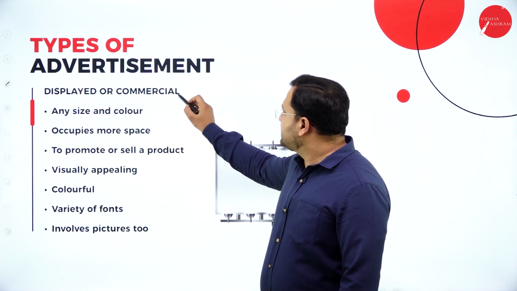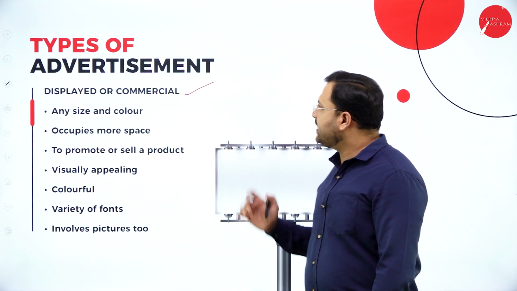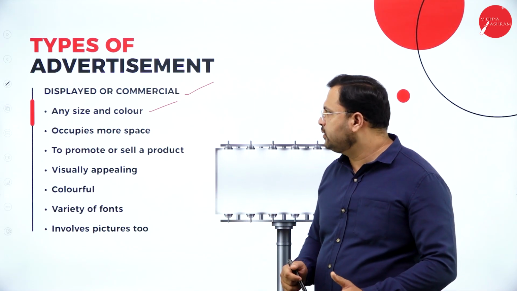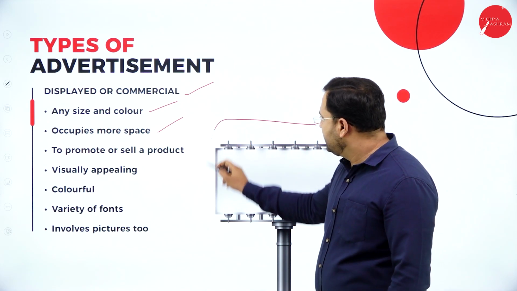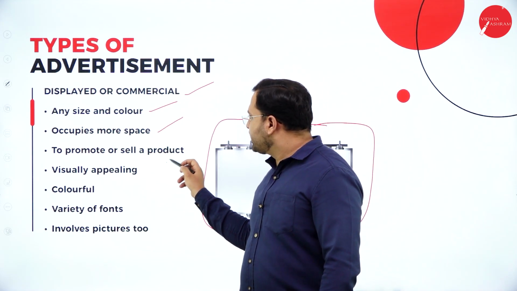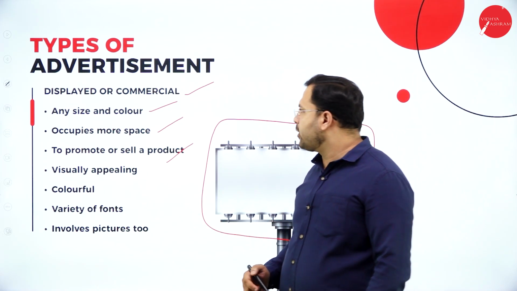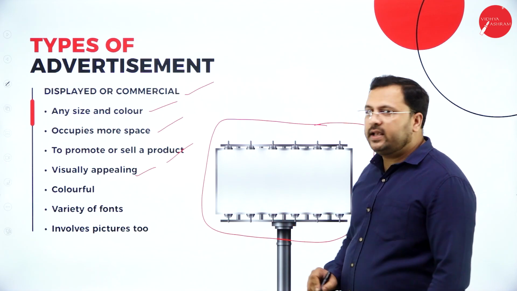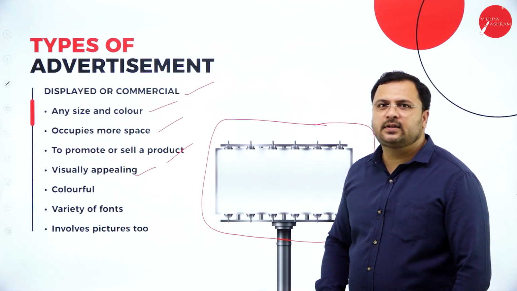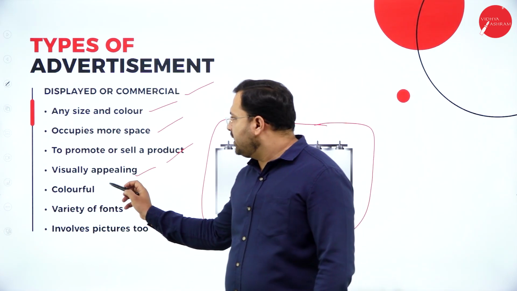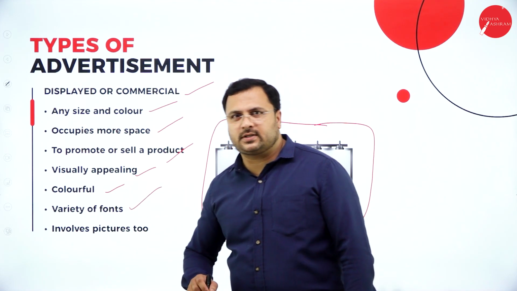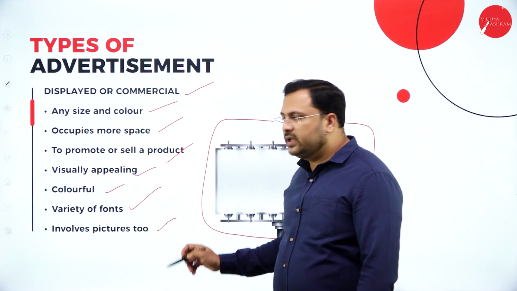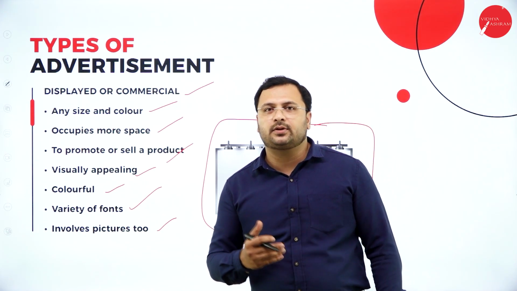The second type is displayed or commercial advertisements. In these advertisements, you can use any size and color. You can use a number of colors and you can print it in any size that you want. It occupies more space. You can observe here. To promote or sell a product, this also achieves the same goal, selling a product or a service. They are visually appealing. You may have seen these structures while traveling from one place to another. There are big advertisements on these things. They are colorful. There is a variety of fonts, different styles of fonts are used to appeal to the people. It involves pictures too. Here, people use pictures as well to advertise their products or services.